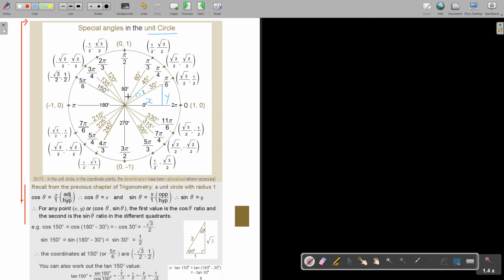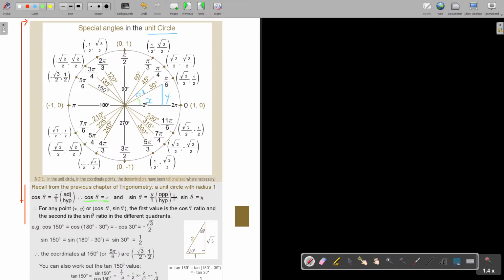So if you have cos, you're standing here, then it's adjacent over hypotenuse. So it's x over 1, and this is what I'm showing you, x over 1. So actually, because it's over 1, cos theta is just x. If it's sin, if you're standing here, then it's opposite over hypotenuse. So it's y over 1, which is actually just sin theta is y, okay? Now, this is the two important.